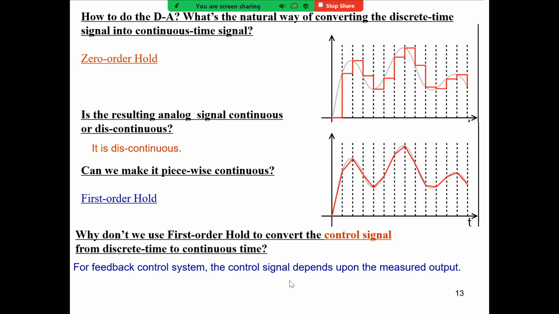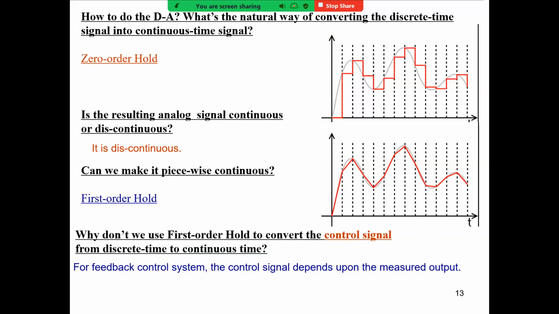We always do this, right, because the control signal depends upon the measured output. At this moment, I don't have the information at the next sample instance. Therefore, we should do this. At this moment, I only have this signal. I have to use it as a constant until the next instant, when I have some updated information.